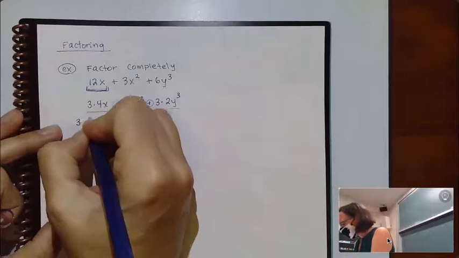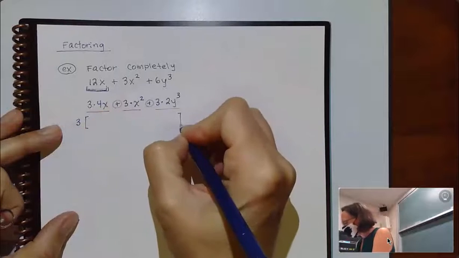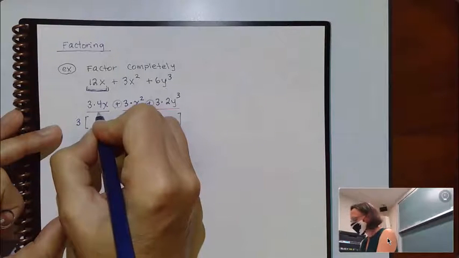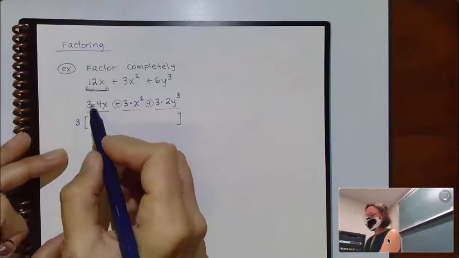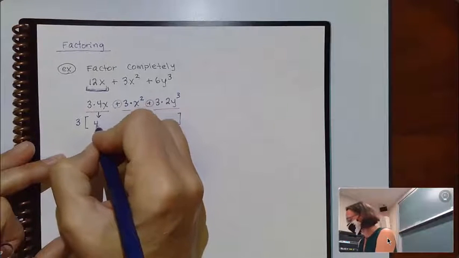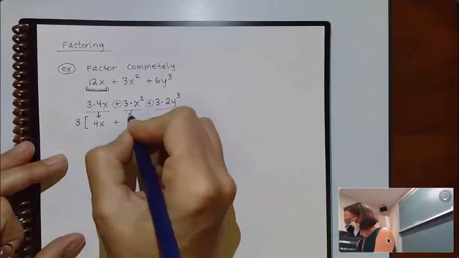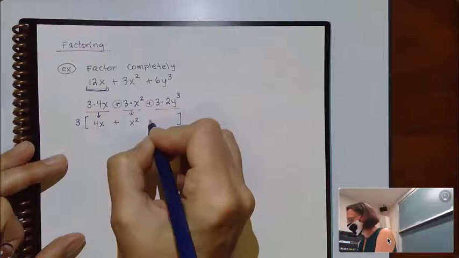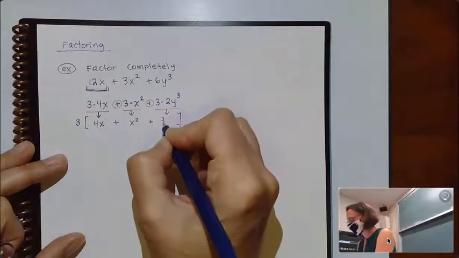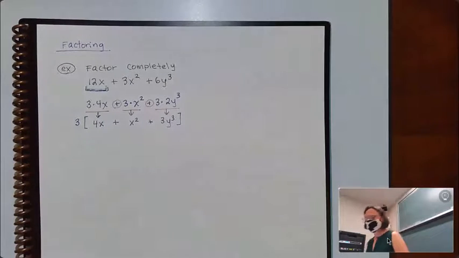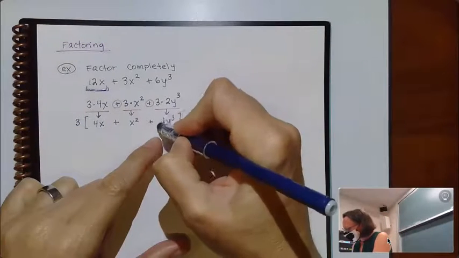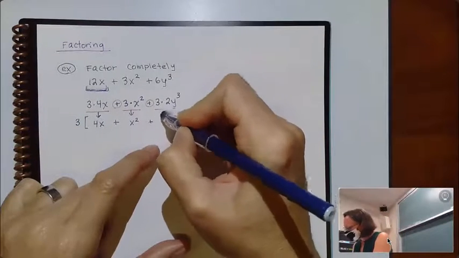So we say that we factor out the 3, and then I just think about what's left from each piece. If I pull the 3 out, then what's left is 4x. And if I pull the 3 out, then what's left is x squared. And if I pull the 3 out, then what's left is 3y cubed. That would be factored completely. Question. I bet it would be 2y cubed if we pulled the 3 out.